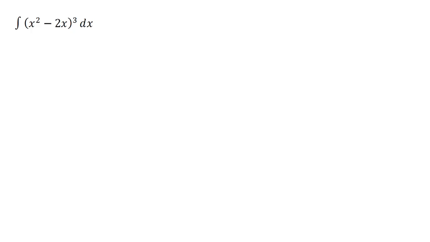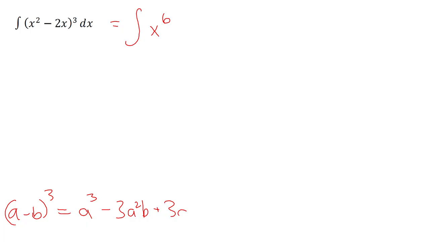All right, for our next one here, we're going to have to distribute all this out using the difference for a cube, not a difference of cubes, but just an a minus b cubed formula, right? So x squared cubed should give us x to the 6th, and when we do a minus b cubed, I'll write it out down here. A minus b cubed is a cubed minus 3a squared b plus 3ab squared minus b cubed, right?